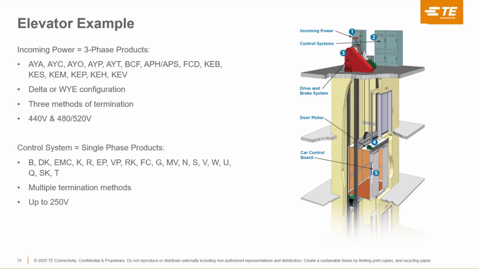So the incoming power, number 1 up there on the top, is 3-phase. You would use a 3-phase filter there to clean the power coming in from the power line on the outside grid, but then also with all the electronics and everything, you could still see some noise in other places. So you have not only 3-phase for the incoming power, but in the control system you would see single-phase product applications. So if you're talking to an elevator manufacturer, right away you could almost bring up both 3-phase and single-phase filter applications, because it does entail both.